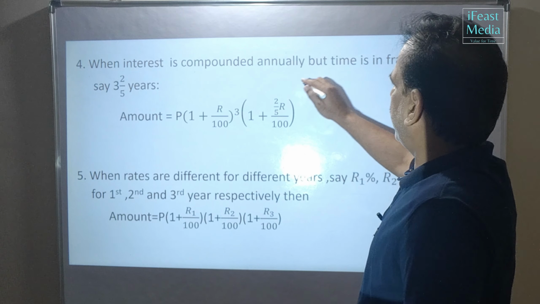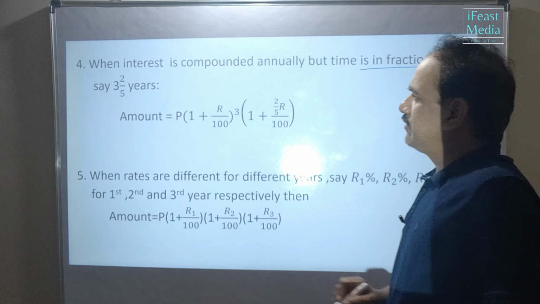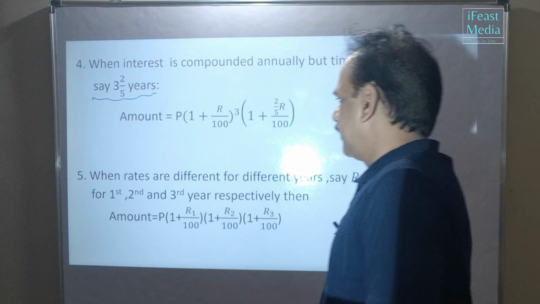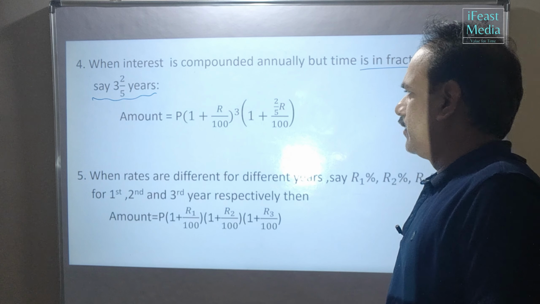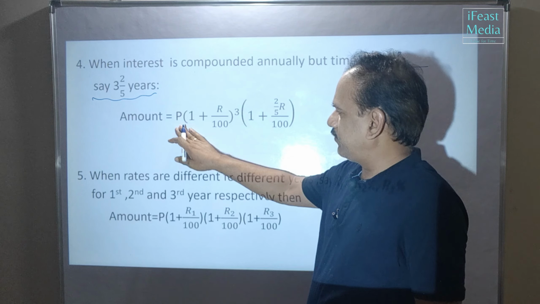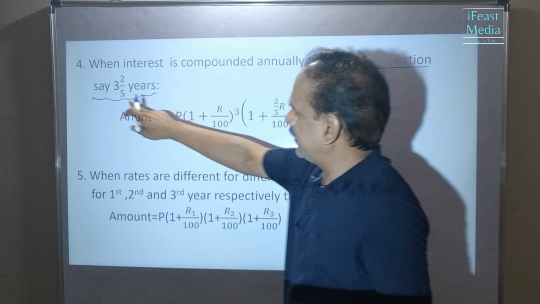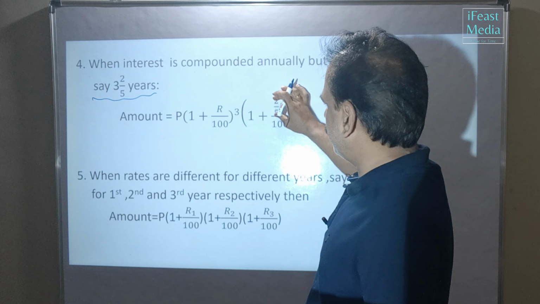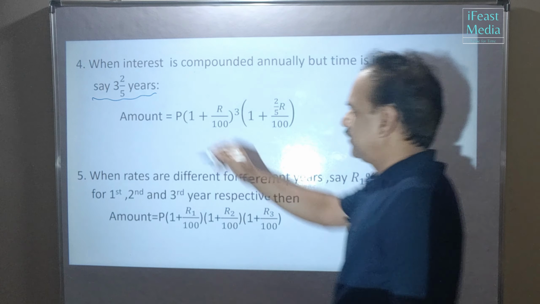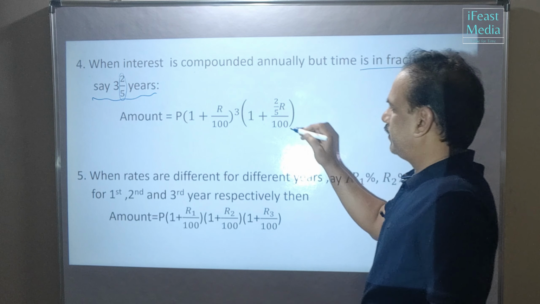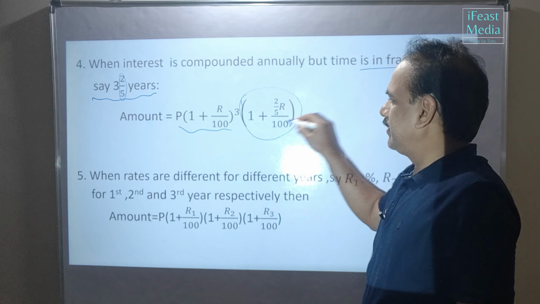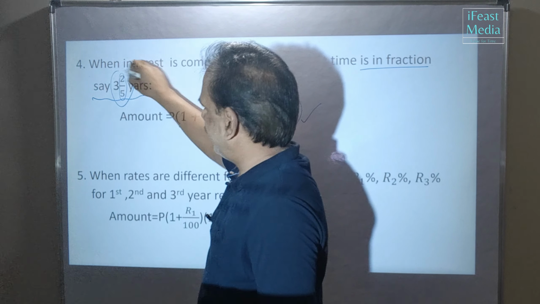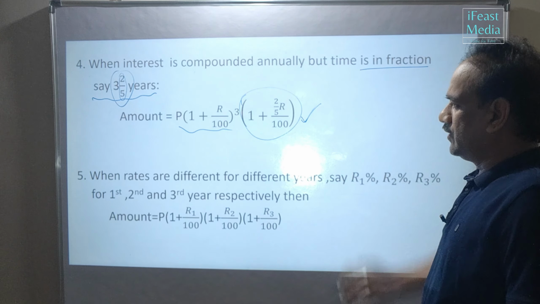When the interest is compounded annually, but time is in fractions. Say, suppose the time is 3 years and 2/5 of a year. In that case, the amount formula becomes P into 1 plus R by 100 whole power 3 for 3 years, multiplied by 1 plus 2R by 5, the fraction 2/5 of R by 100. You multiply this amount by this, you will get the total amount, right? So, whenever the time is given in a mixed fraction like this, we should use this formula.